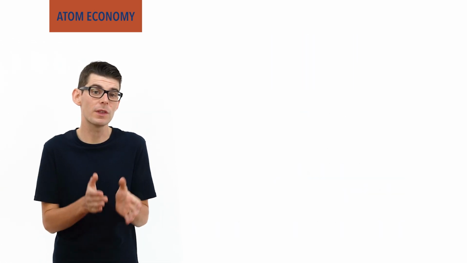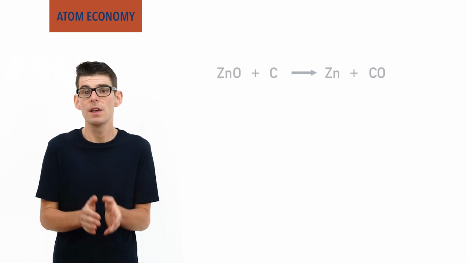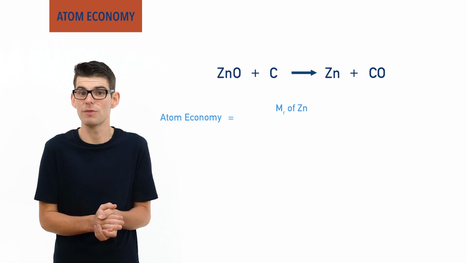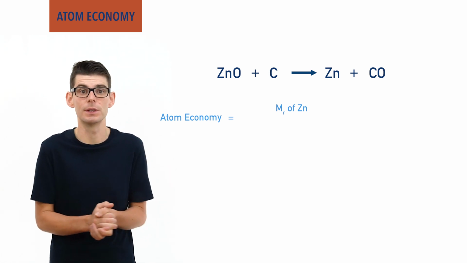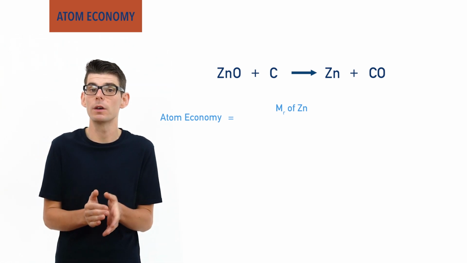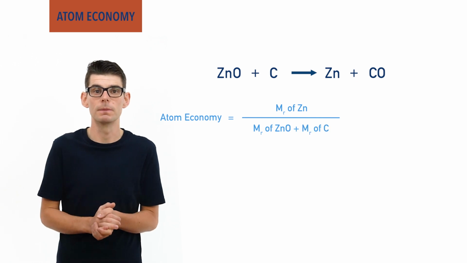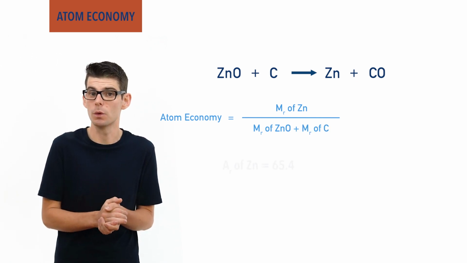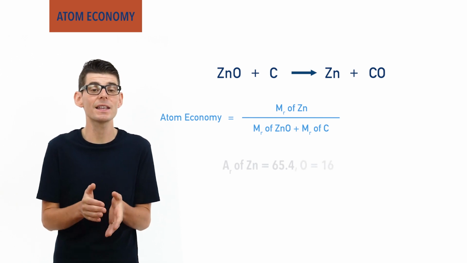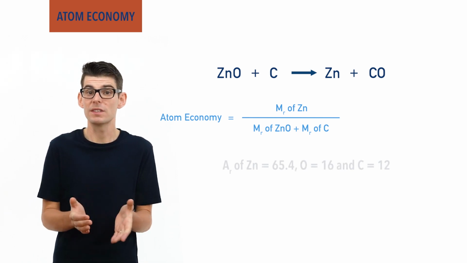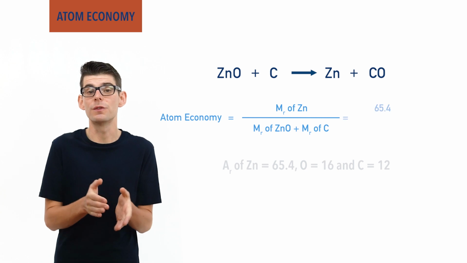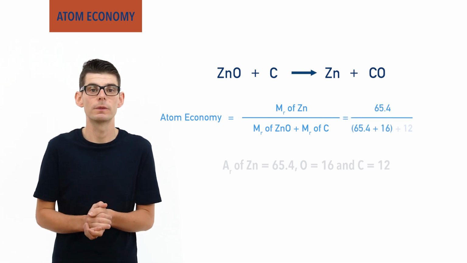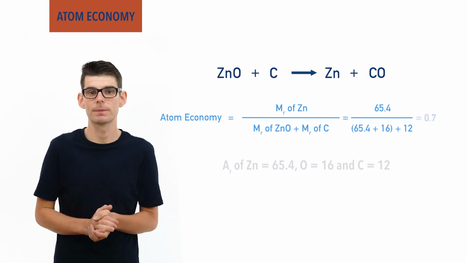For example, with the zinc reaction just mentioned, the atom economy would be the MR of zinc, in this case just its relative atomic mass as it's an element, divided by the MR of zinc oxide add carbon. The relative atomic mass of zinc is 65.4, oxygen 16 and carbon 12. This gives 65.4 divided by 65.4 add 16, add 12, which is 0.7.